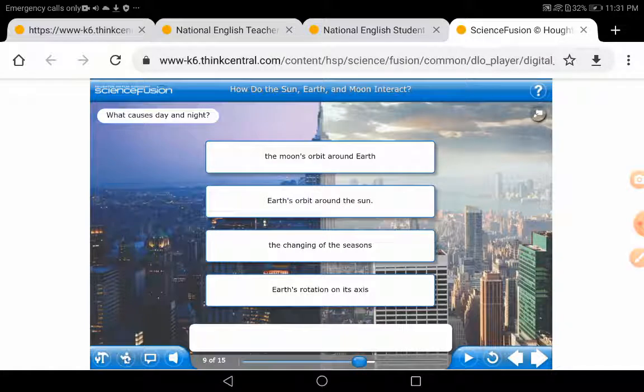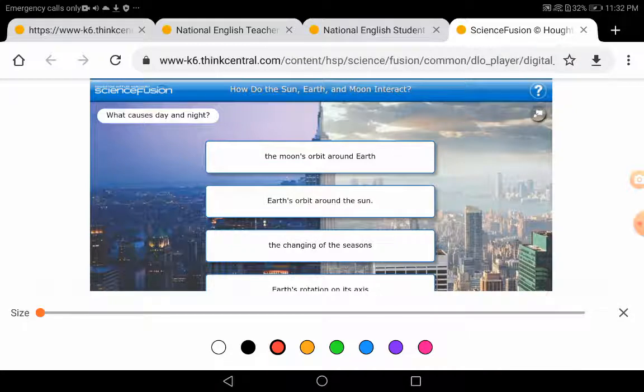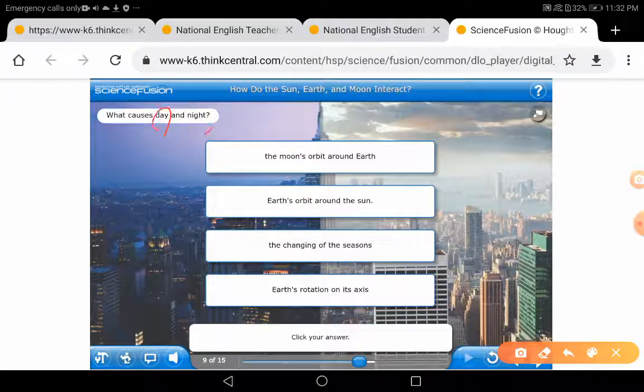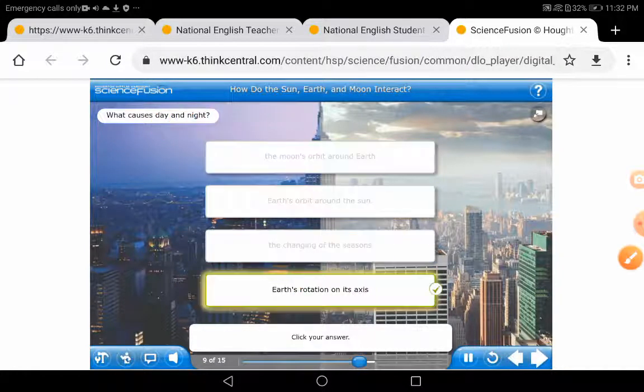So let's answer this question before we go to the patterns. Listen up, please. Which choice best describes what causes day and night? Click your answer. Good. Moon's orbit around the sun, Earth's orbit around the sun, changing of seasons, Earth's rotation on its axis. Yes, whenever we have day and night, it means rotation on its axis. So this is the best choice. Good job. As Earth rotates on its axis, your location on Earth moves from day to night.